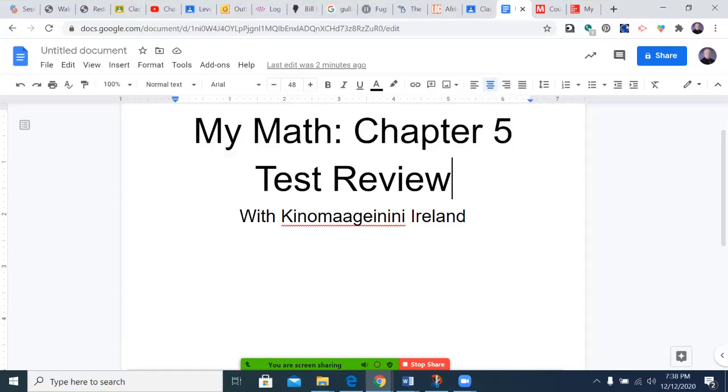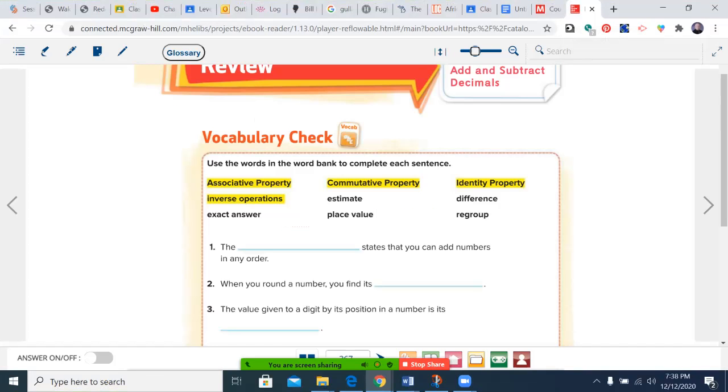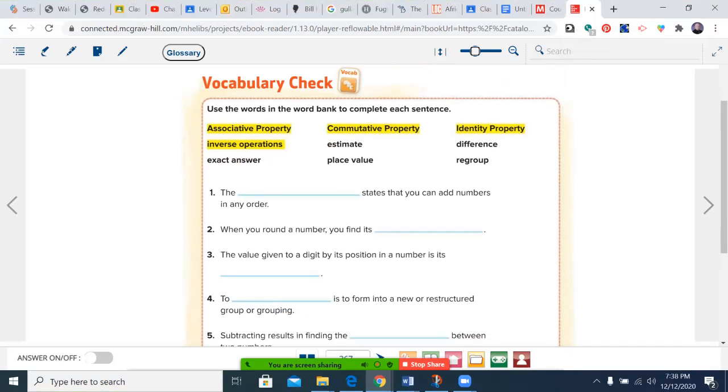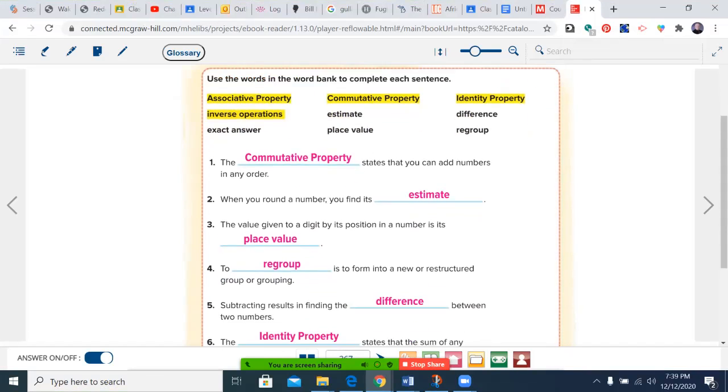Today's episode, Chapter 5 Test Review. We'll begin by looking at some of the vocabulary, and we're going to highlight the questions in the remainder of the page that you used on the practice. So let's look at answers.